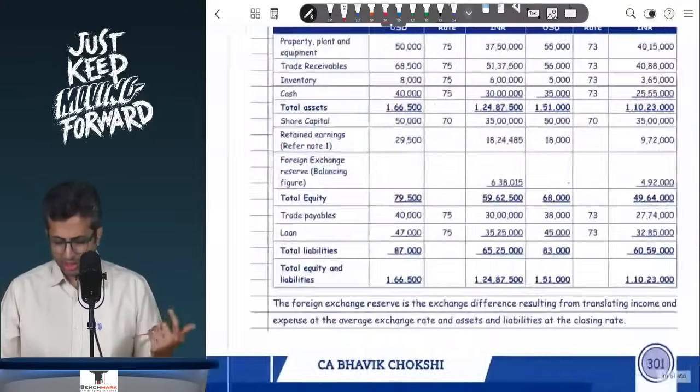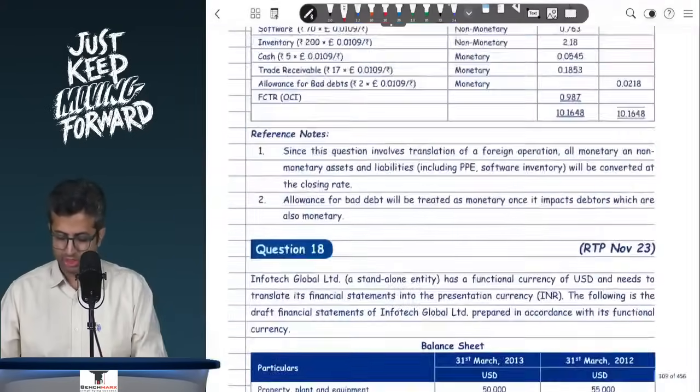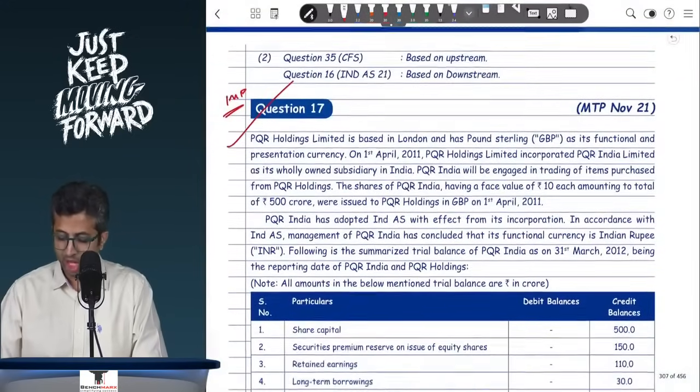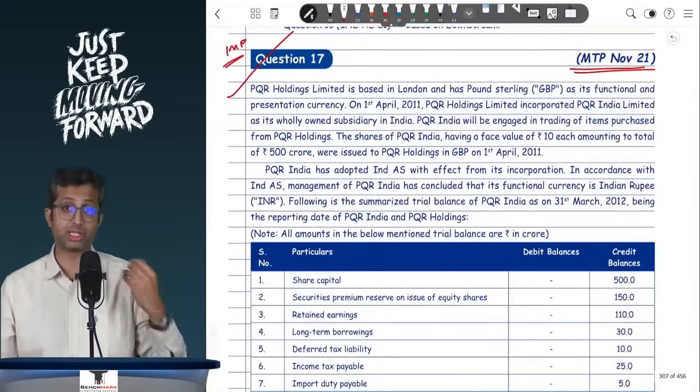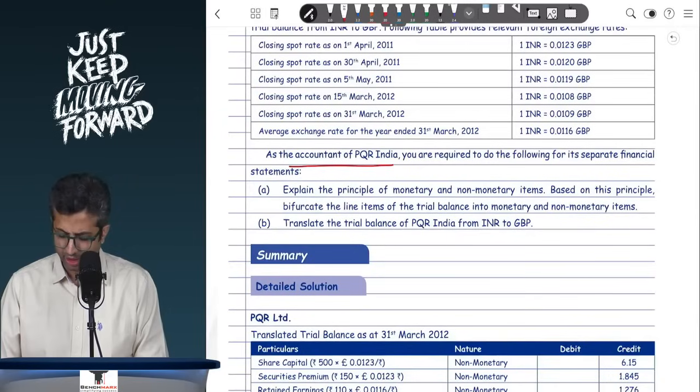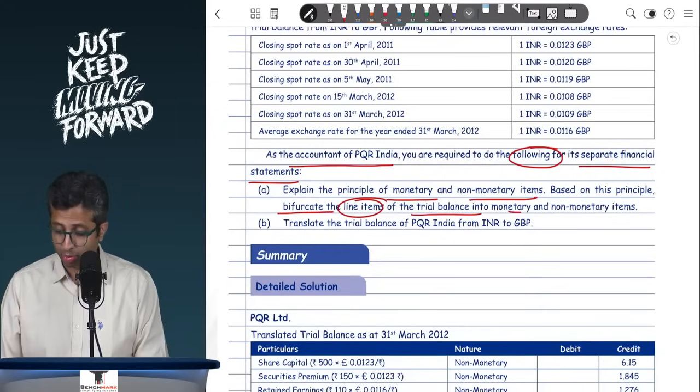Now more important than this, and it has more coverage, would be question number 17. You can mark this as important. Over here, this is an MTB question, but this has a lot of things. If you see what is asked: as an accountant of PQR India, you are required to do the following. In the separate financial statements, explain the principle of monetary and non-monetary, and based on this principle, bifurcate the line items in the trial balance into monetary and non-monetary.